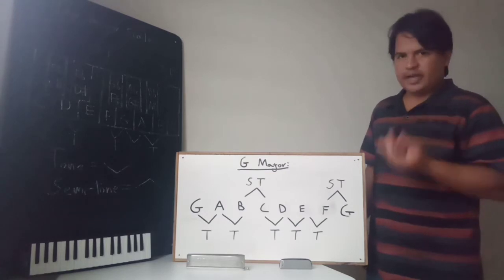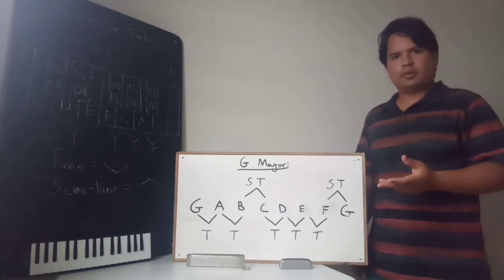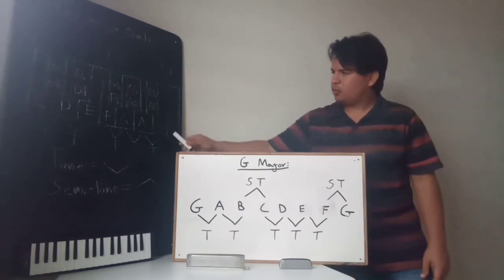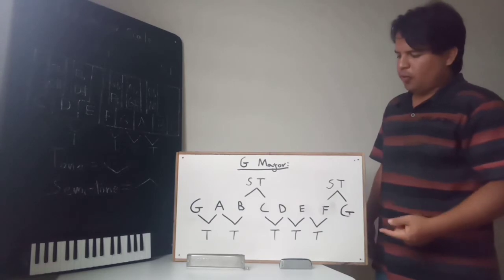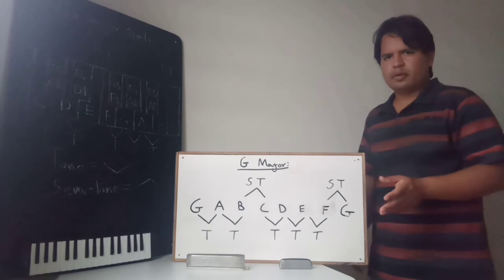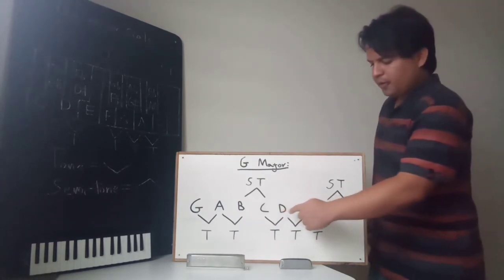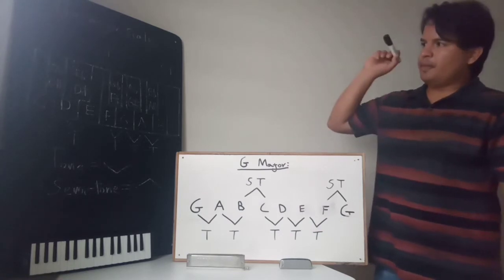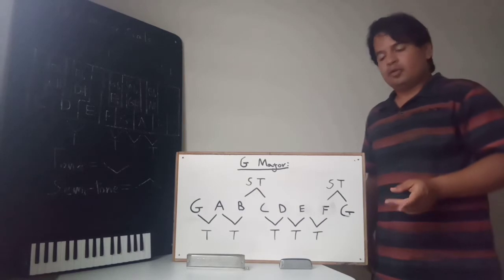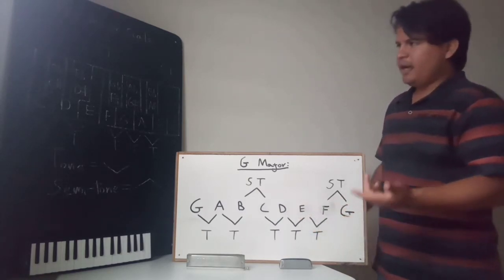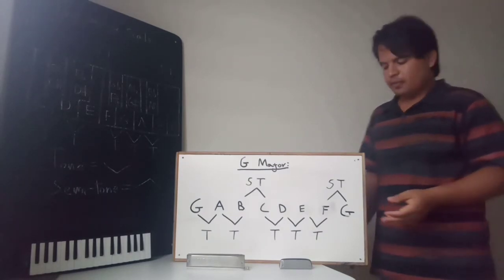Now, from the second to the third degree, A to B. Is this correct? Is this a tone? Yes, because from A to B, we have another black key. Now, from the third degree to the fourth degree, is there a semitone? Yes, because there is no black key between B and C. From the fourth to the fifth degree, is there a tone? Yes, because between C and D, there is the presence of a black key. Let's continue. From the fifth degree to the sixth degree, is there another tone? Yes, because between D and E, we have one more black key, right?